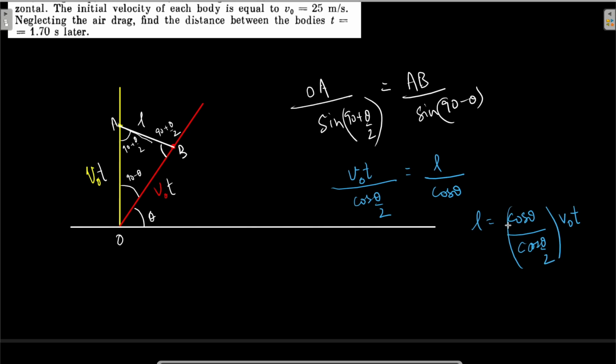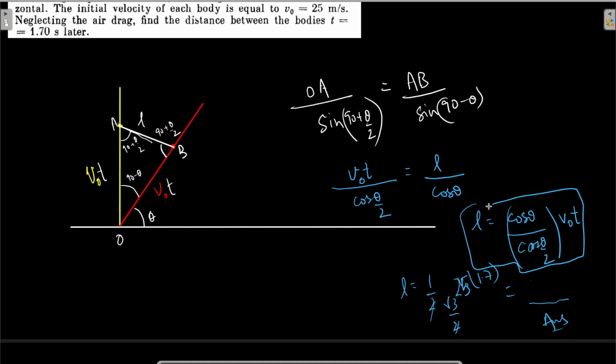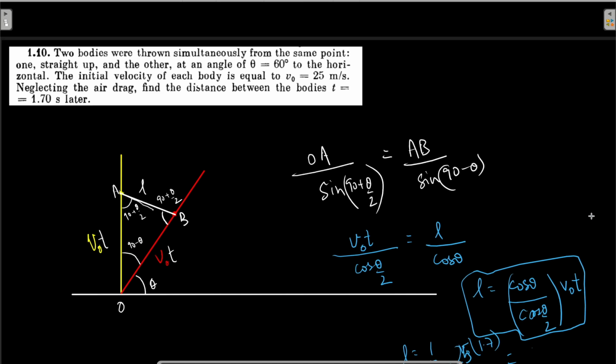Now we'll put the values. Cos 60 should be half, and cos 30 should be root 3 by 2. V naught 1.7, V naught was 25. We can solve and get the answer. This is the answer in general variables. We can put the values.